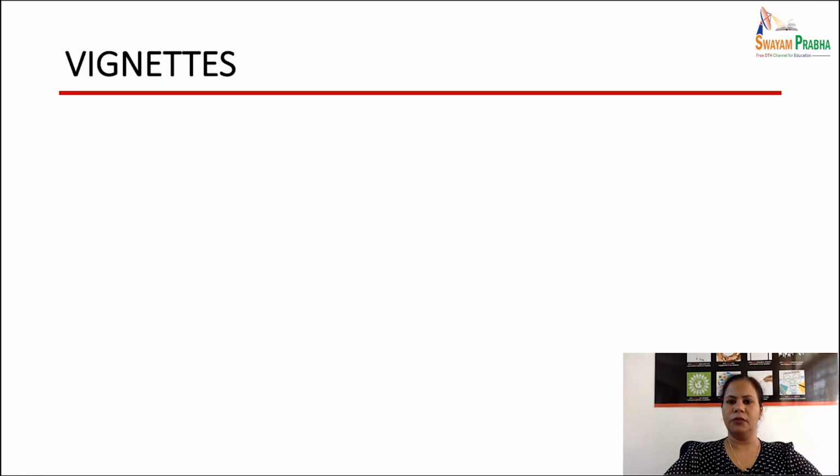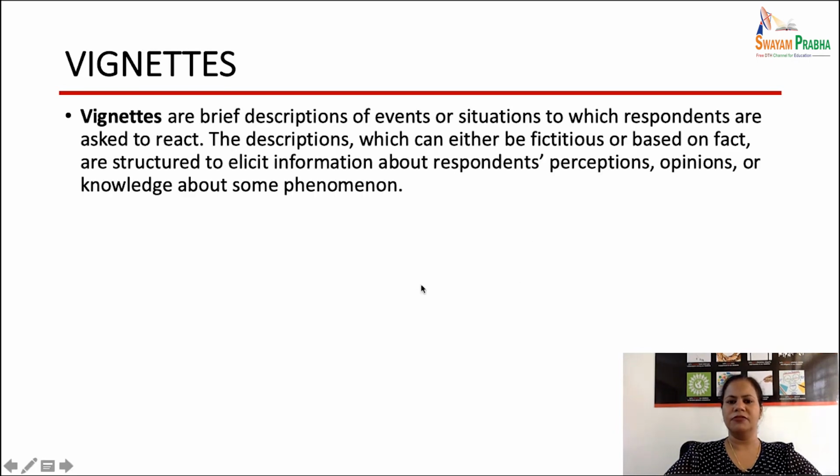Coming to another type of data collection method, that is vignettes. Vignettes are brief descriptions of events or situations to which respondents are asked to react. So the researcher can provide certain situations and describe those situations, and based upon those situations you can ask the respondents their perception or opinion or what their knowledge is about that.